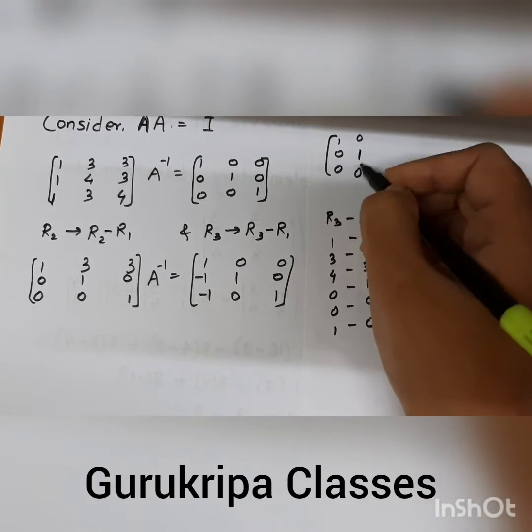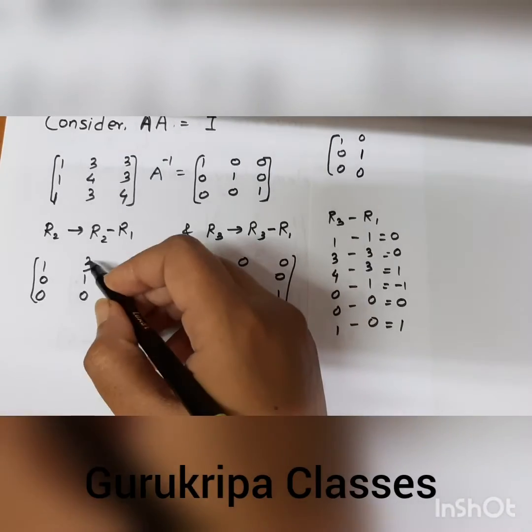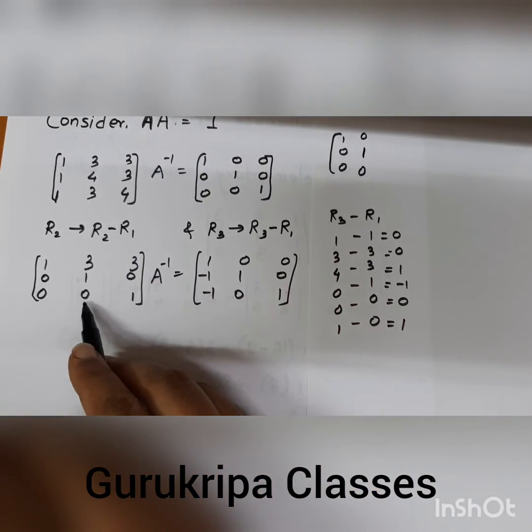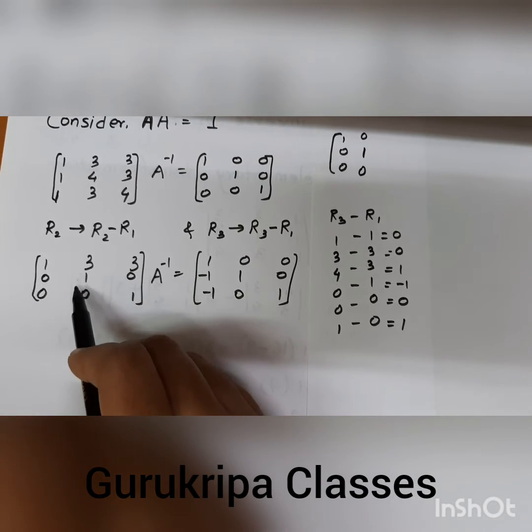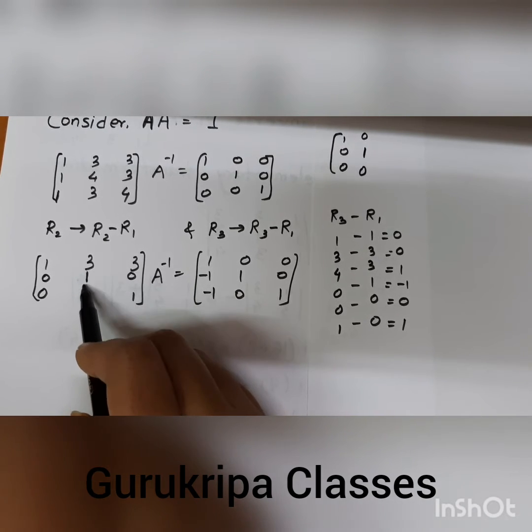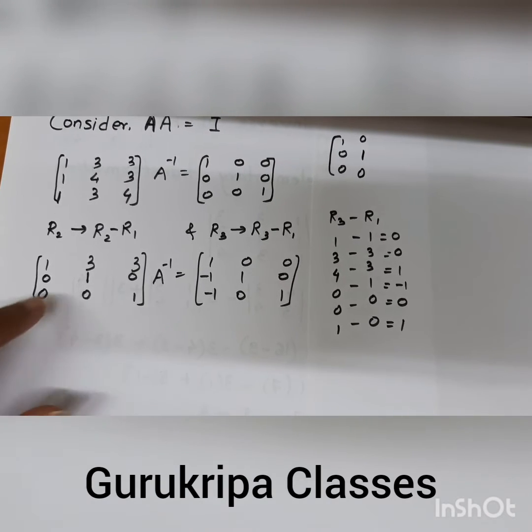Using this one, make these two elements 0. So how will we make these elements 0? We already have this element 0. We have to make this element 0. See, here we are getting 1 directly, so there is no need for an operation to make this element 1.